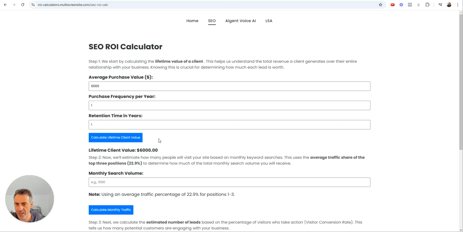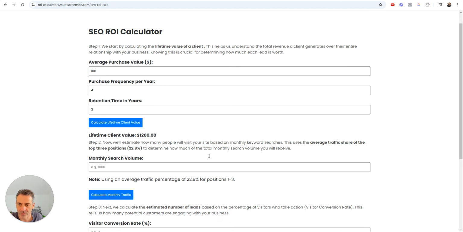If, for example, it's a Jiffy Lube, right, or something that people go to on a frequent basis, a restaurant, a beautician, let's say, for example, a hairdresser. I'm just saying, let's say it's $100, and the frequency, the times that somebody would buy per year, is 4 times, and the retention per year is, let's say, 3 years. Okay, so the LTV for a hairdresser would be $1,200.